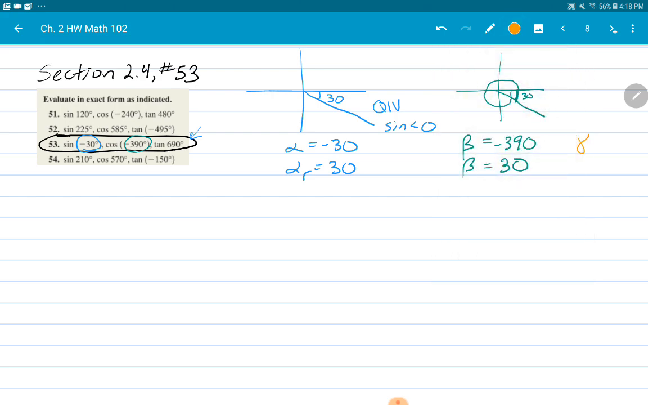And then gamma is positive 690. So that's going around 360 degrees, plus another 330 degrees, which gets us about right here. Again, that's going to be coterminal. So 690 degrees, when I subtract 360, I get 330. So 330 around gives me quadrant 4, so I do 360 minus 330 to get that reference angle of 30 degrees. So gamma is positive 690, and the reference angle is 30 degrees.